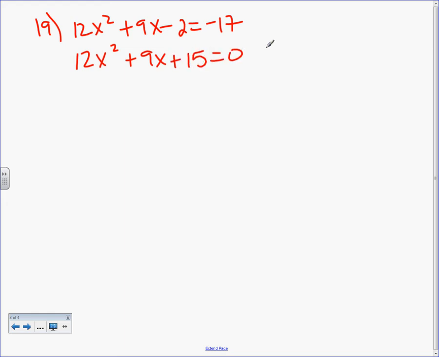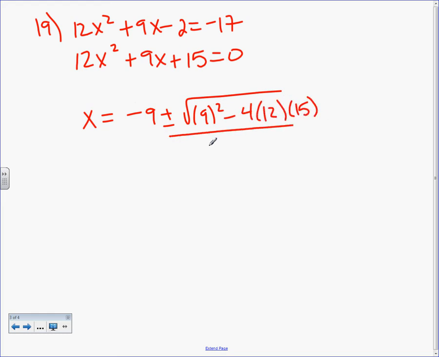What's A? B? C? All right, you try to substitute it into the quadratic formula without me. Write down your formula, substitute, and pause. Check it with mine. When you're ready, check it with mine. And then we'll do the math together.